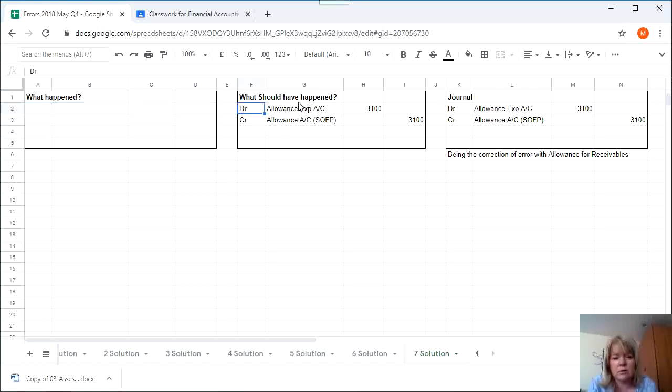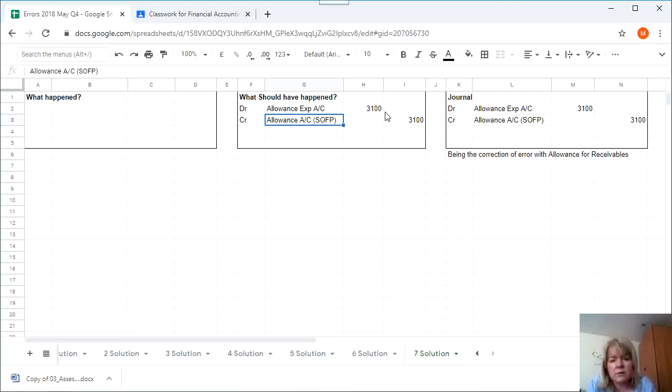So it should have been recorded as an expense, an increase in the allowance as an expense. So that would be debit the expense account 3,100, and we would be crediting the allowance for receivables in the balance sheet, which is a minus to the receivables in the current assets, so that's 3,100 there. And it's important to distinguish the names, that you wouldn't just call it allowance for receivables account on both. That one is an expense account in your income statement and the other one is distinguished as the account in the statement of financial position. So that's important for your marks.